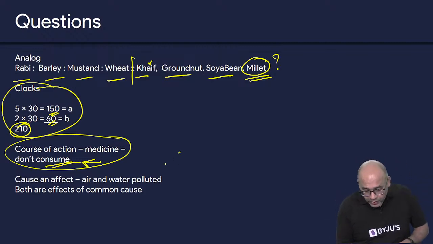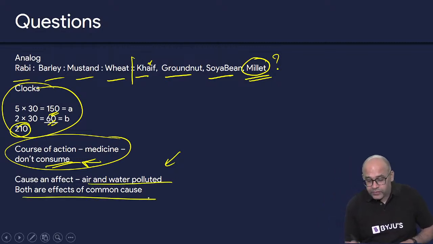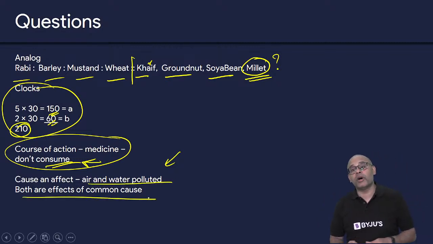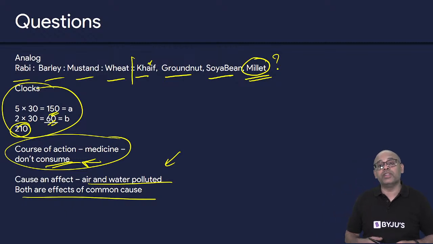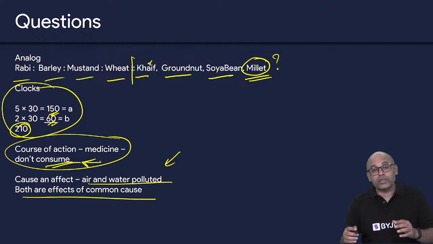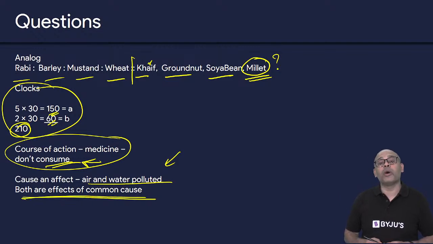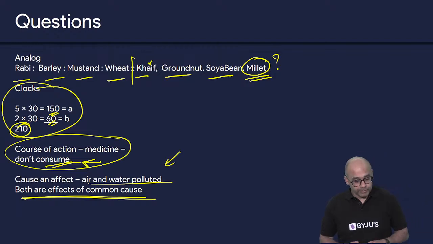Okay. Next question was cause and effect. Air and water polluted, both are effects of a common cause. There's a question which talks about the air being polluted by the industry, and the water being polluted by the industry. The answer to that question is both are effects of a common cause.